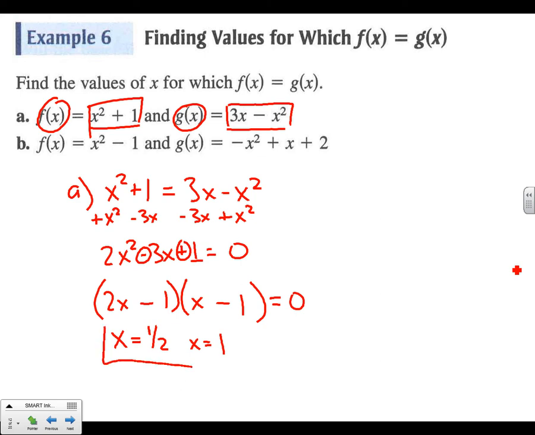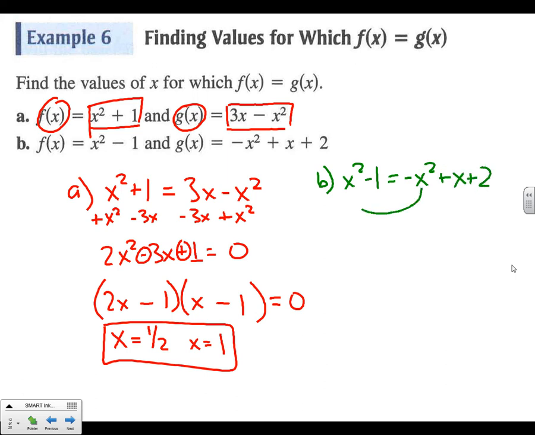Make sure that you don't have any extraneous solutions. Let's check B. x squared minus 1 equals negative x squared plus x plus 2. We'll bring the x squared over and get 2x squared. Let's bring the x over and get negative x. And let's subtract 2. And so we'll say 2x squared minus x minus 3 equals 0.